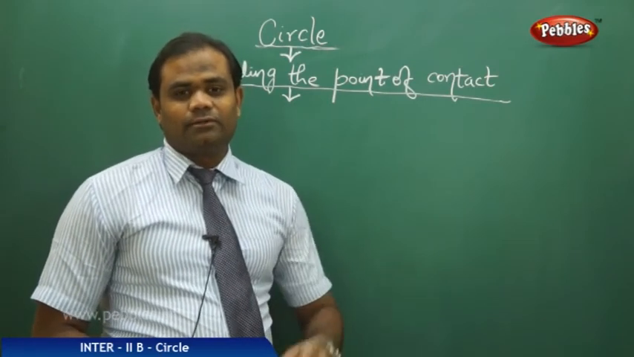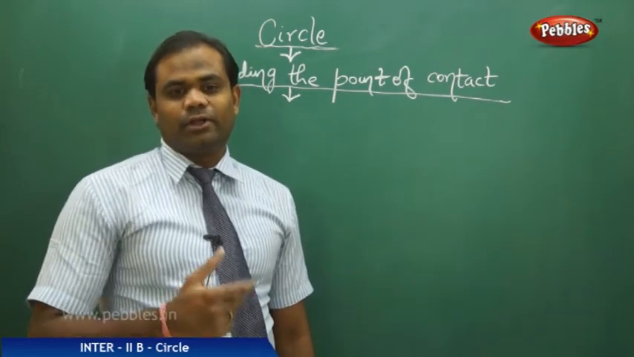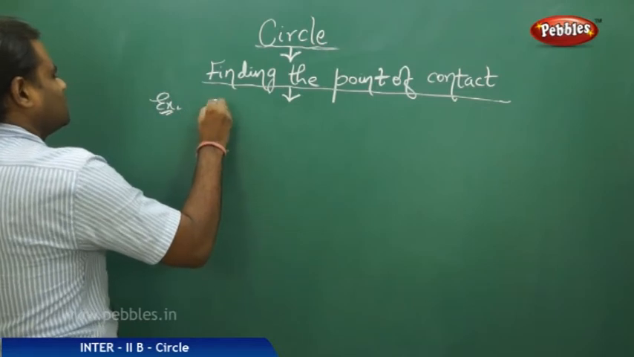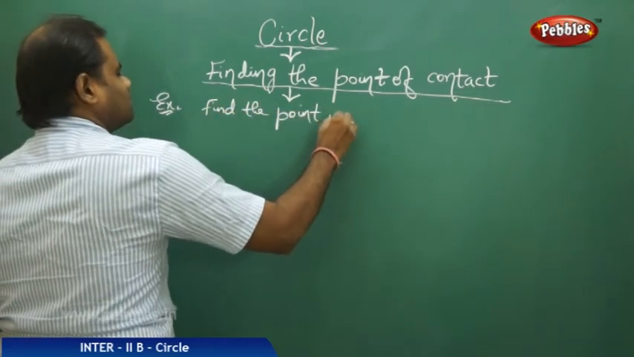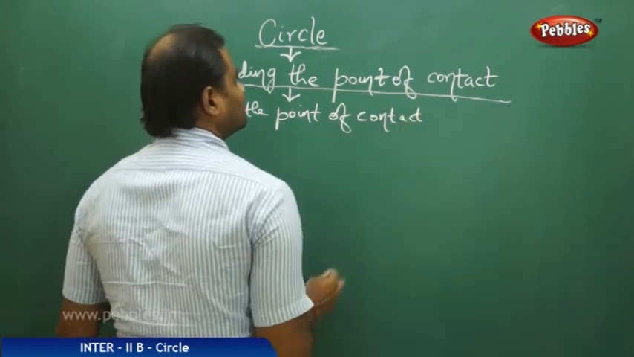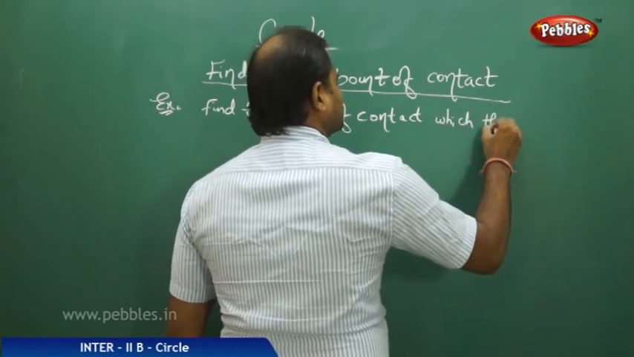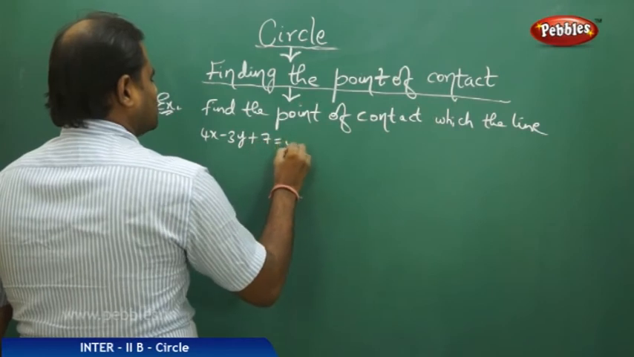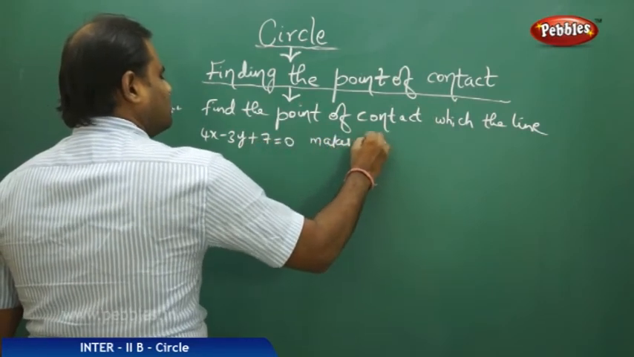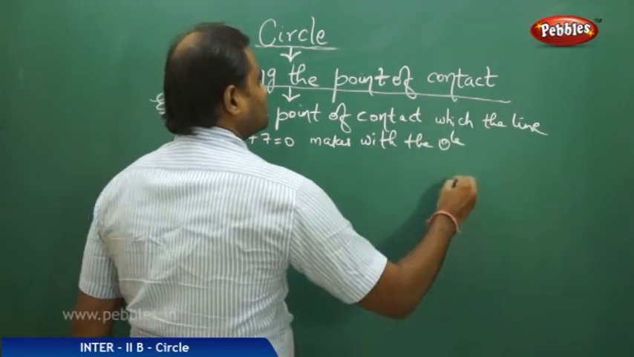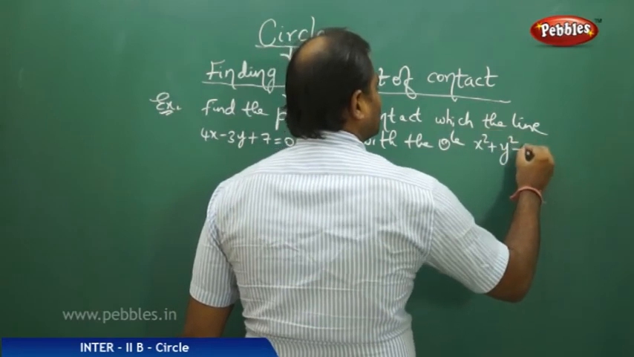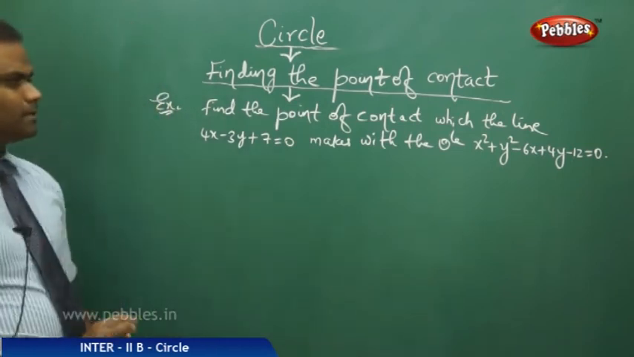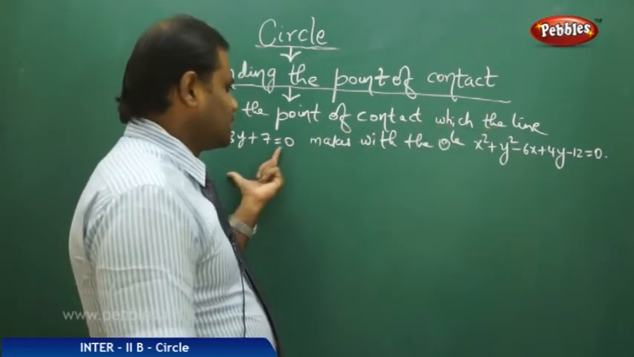Now let's understand the topic of finding the point of contact. How do we find the point of contact which the line makes with the circle, that is, the point where the tangent meets the circle? So for example, I have a problem which says: find the point of contact which the line 4x minus 3y plus 7 equal to 0 makes with the circle x square plus y square minus 6x plus 4y minus 12 equal to 0.